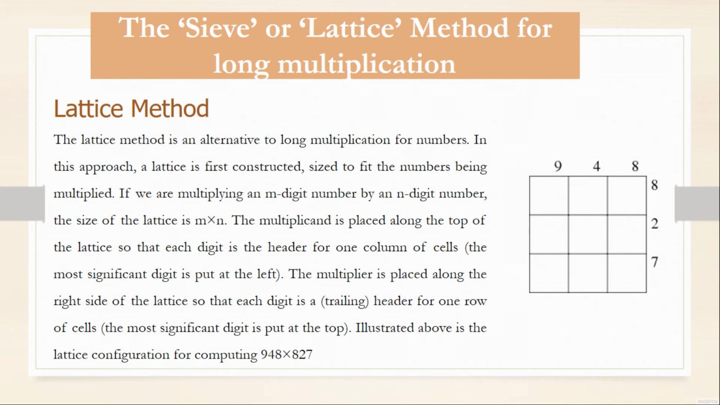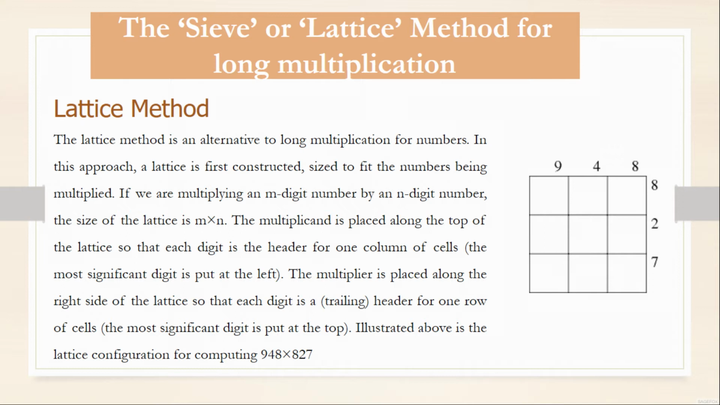The lattice method for long multiplication. The lattice method is an alternative to long multiplication for numbers. In this approach, a lattice is first constructed to fit the numbers being multiplied. If we are multiplying an m-digit number by an n-digit number, the size of the lattice is m multiplied by n. The multiplicand is placed along the top of the lattice so that each digit is the header for one column of cells.